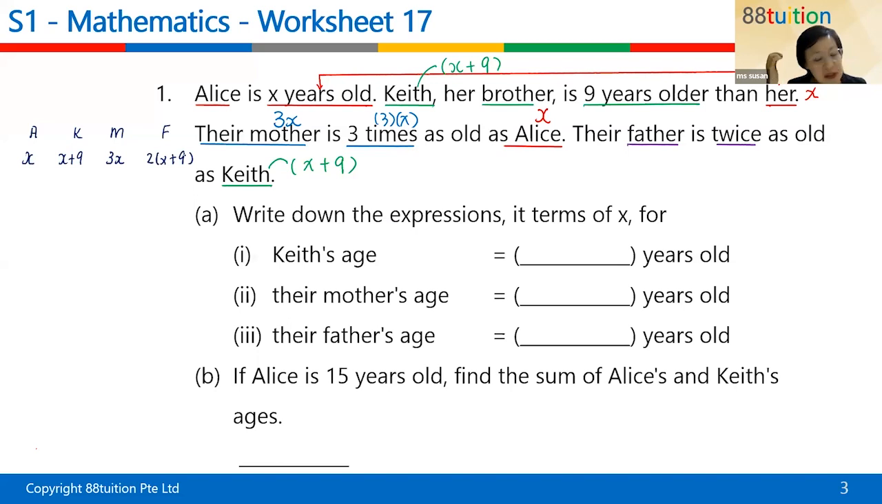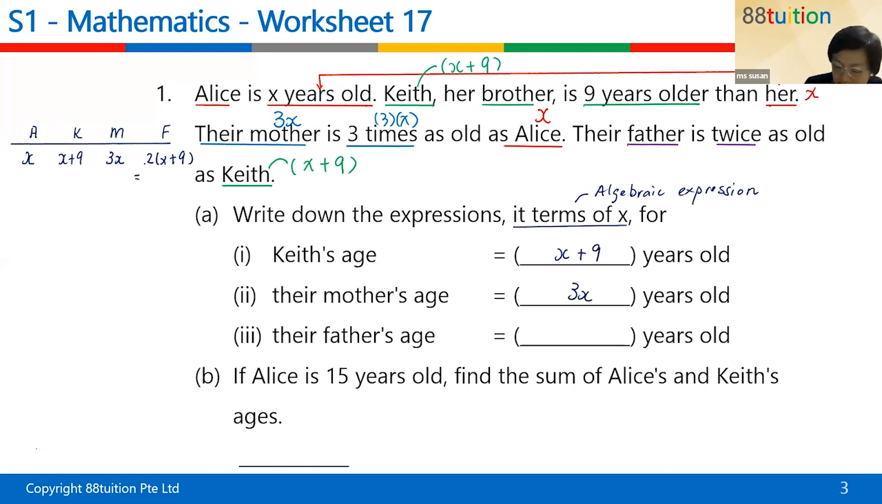So first things first, you have all this information. Then the second thing is to write down the expression in terms of X. That means it's an algebraic expression, which you have learned earlier on. So for Keith, here X plus 9. Mommy 3X, daddy 2X plus 9. So 2 times X plus 9, we can expand it out, giving 2X plus 18. Simplify it.